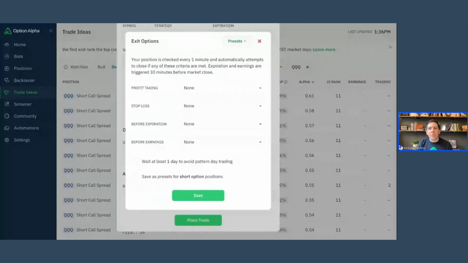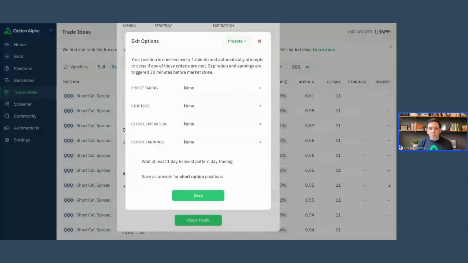Exit options are your preset automated exit choices for that position. So you know how when you used to trade, you had to remember, okay, I've got to close this thing at a 50% profit or maybe a stop loss or before expiration or whatever. Those days are gone. Now what you do is you set your exit options when you get into the trade. And what this does is it forces you, and think about what it does to you psychologically, to have a plan before you get into a trade versus just shooting from the hip, which never seems to work out.